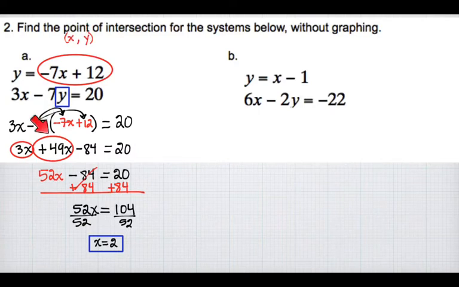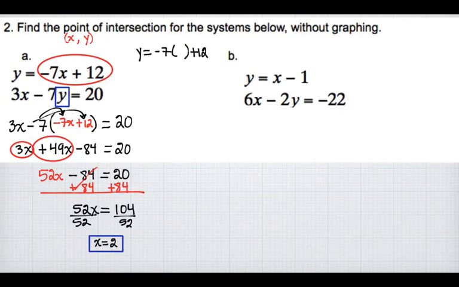So to do that, I'm going to take this x, which is equal to 2, and plug that value in here because that's the value of x. If I plug it in here, this will tell me the value of y. So let me take that equation, y equals -7 times x, but instead of x, I'm just going to put parentheses here, plus 12.